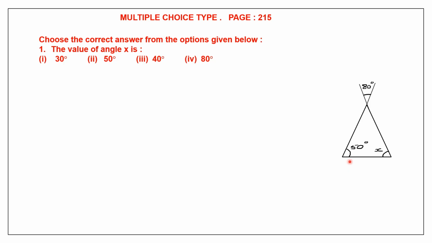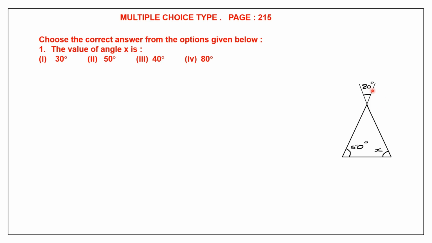Now let's see what's given to us. Here we have been given 50 degrees. Here we've been given 80 degrees. Now how do we find out the value of x? Now here we have 50. If we had one more angle here, we would have been able to find the value of x by using the angle sum property. Now, how do we find the value of this angle?